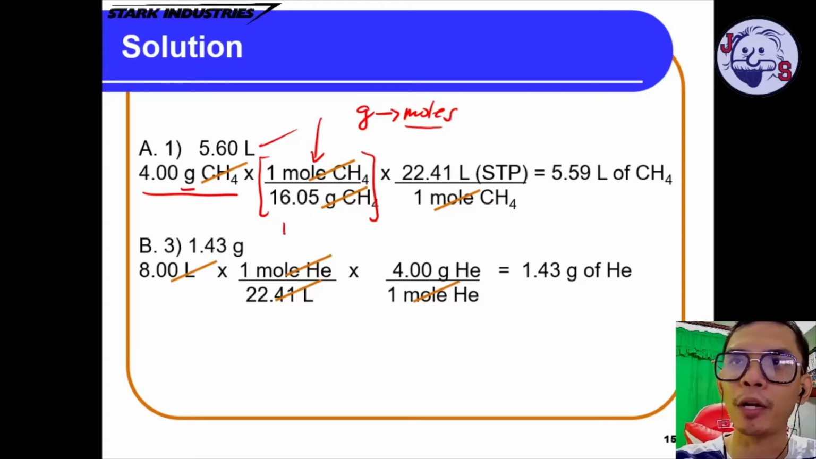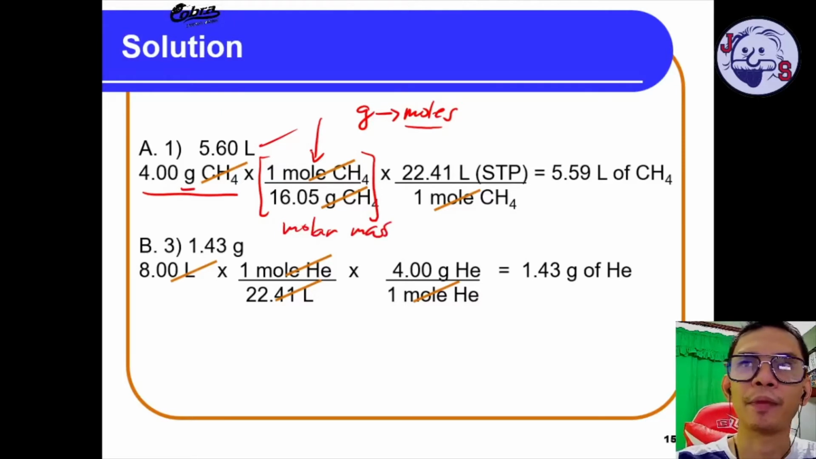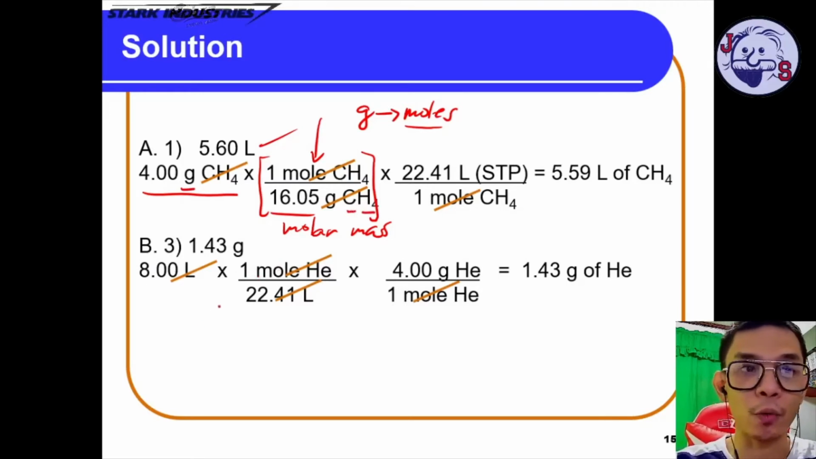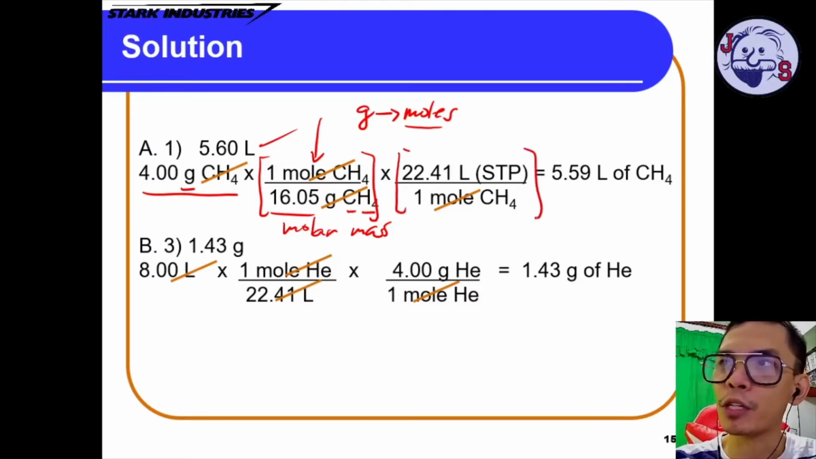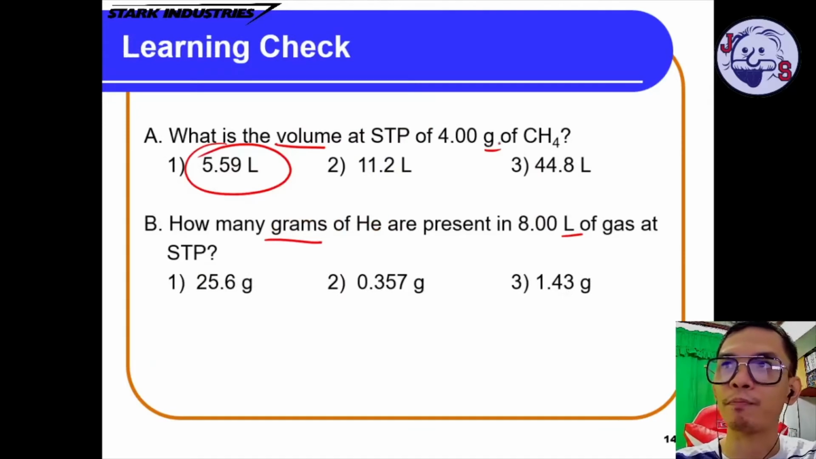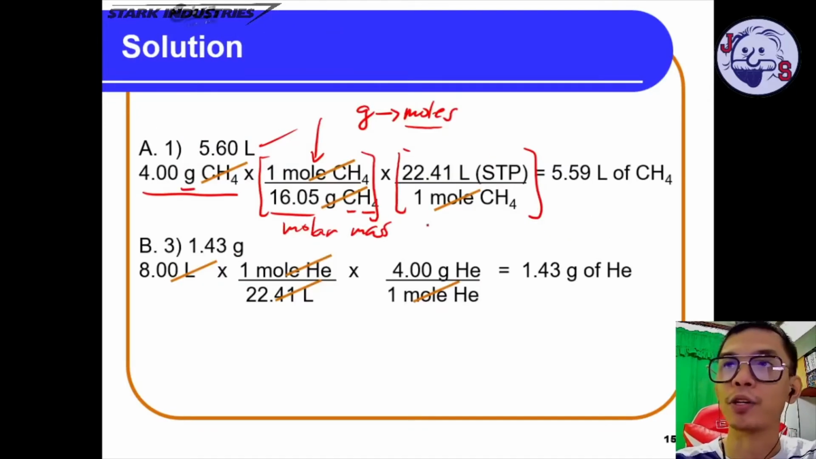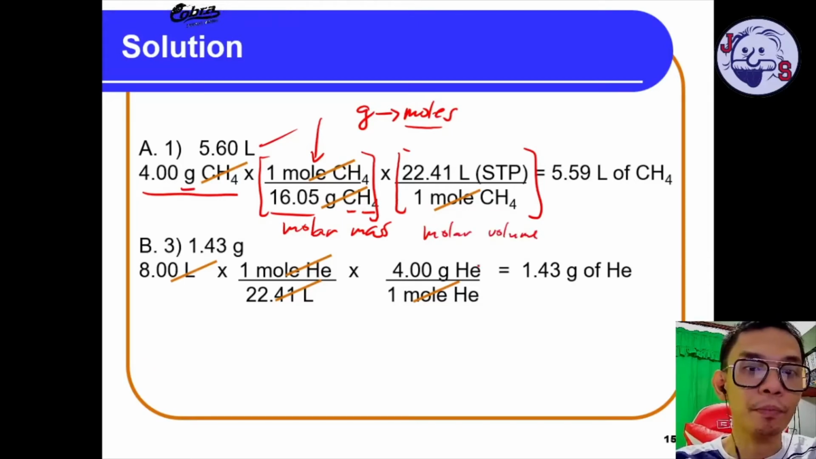Here we have the molar mass of methane, 16. Where does this 16 come from? 12 for the carbon plus 4 for the hydrogen. 12 plus 4 is equal to 16. Next, we have the molar volume, because the problem is asking us to convert mass into volume. So we have the molar volume over here, and it must be in moles.